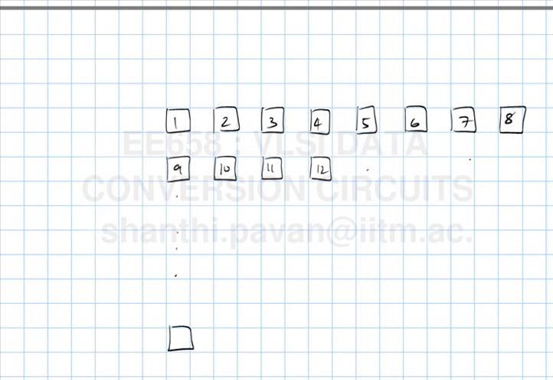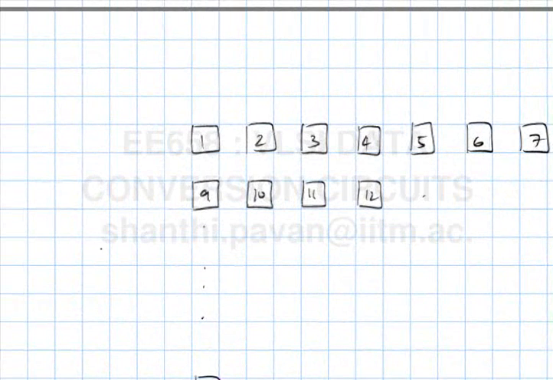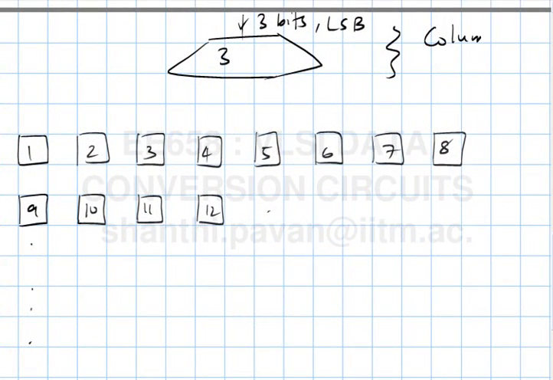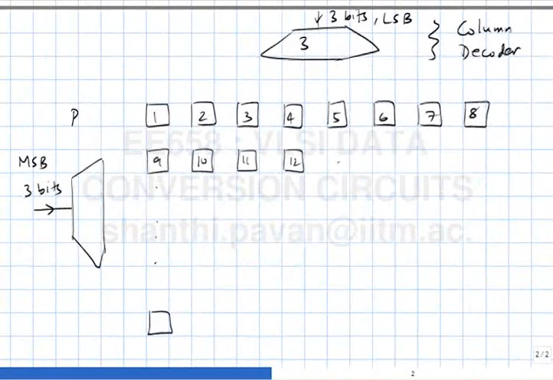Now these sources have to be controlled by a 6-bit data word, and each one of these current sources has got a unique row column address. So one way of reaching a particular cell is to have just a 3-bit decoder. So 3 bits, let's say these are the LSBs and these are the MSBs. So this is the column decoder. This is the row decoder.